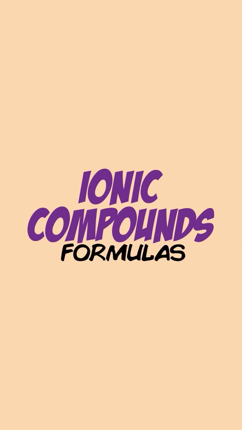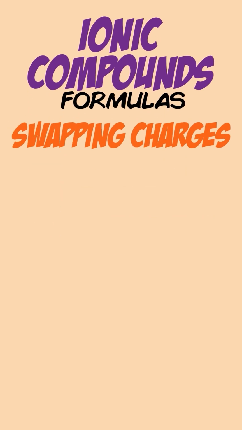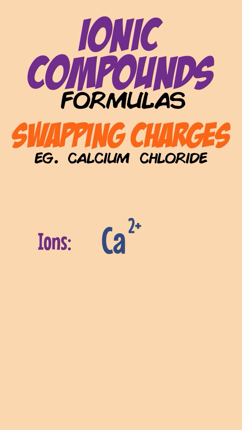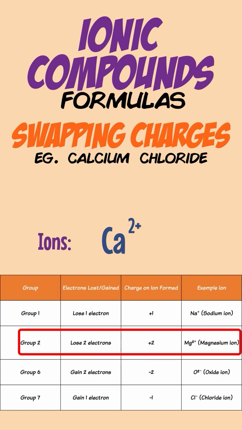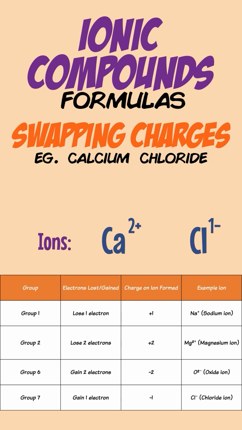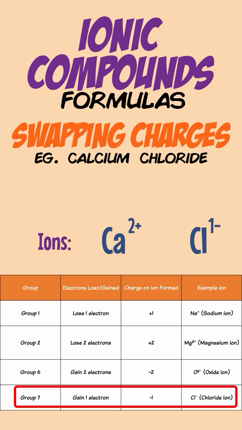The other way to figure out the formula is by using the charges of the ions. This involves swapping the charges. So if we use calcium chloride as an example, you'd see that calcium has a charge of +2 because it's in group 2, and chlorine has a charge of -1 because it's in group 7.